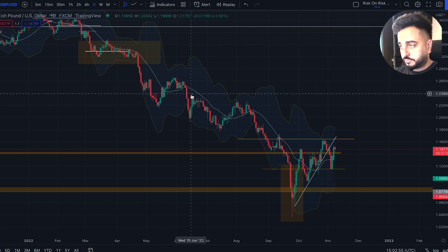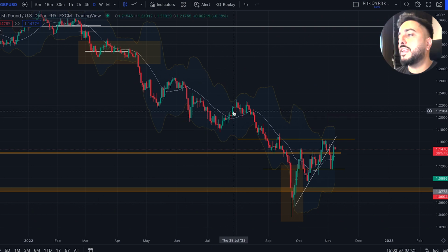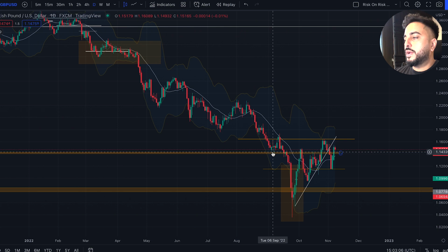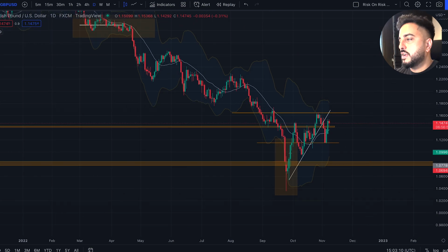Then after that, we can see pound has tried to regain some footing. However, the Fed, and as you guys know, the dollar is king, the Fed decided to increase interest rates, which kept pushing pound all the way down. And this is where I've seen it tap 1.14, which is quite a significant level for me.